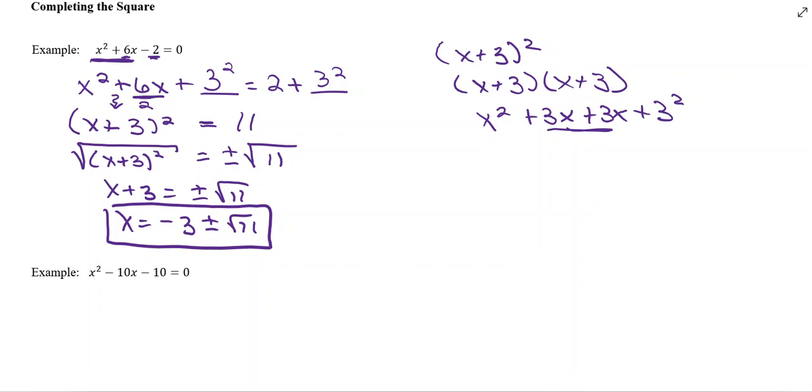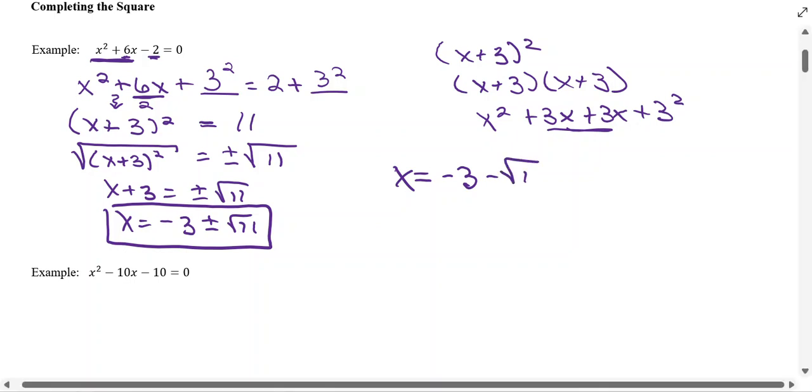Now remember, when we solve a quadratic equation, we have two solutions. We do have two solutions here. We have x equals -3 minus rad 11, and we also have x equals -3 plus rad 11.